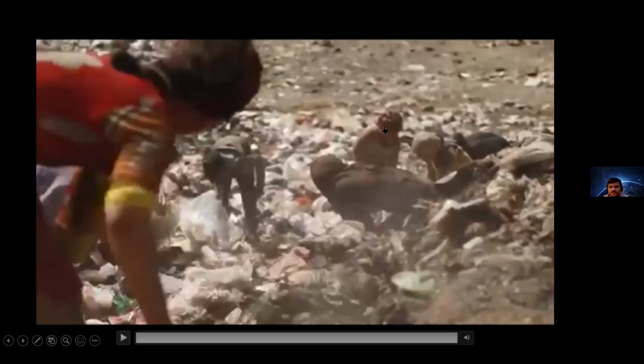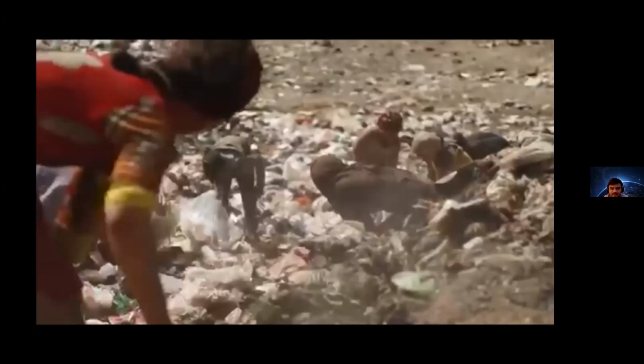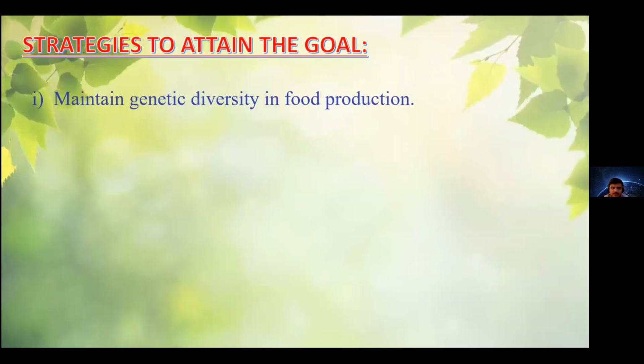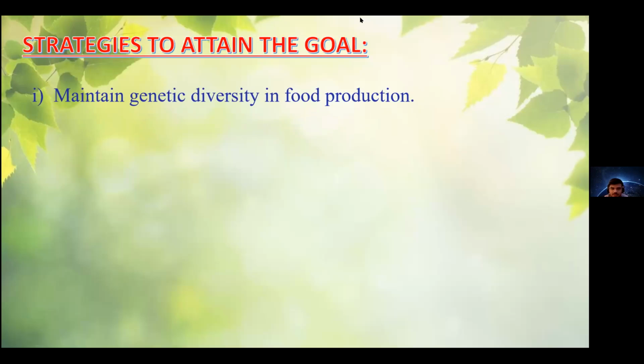As you can see, the children are searching the trash for food, which is a very disturbing sight to see. Now I call upon Master Ihan to explain the strategies to attain the goal. Strategies to attain the goal.